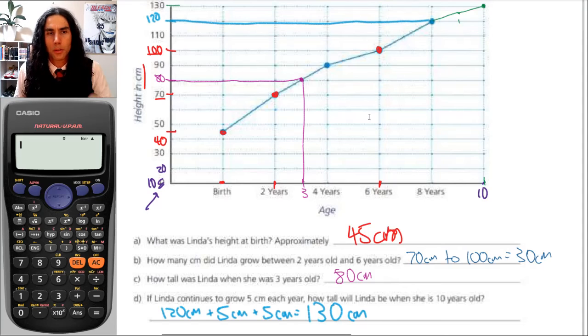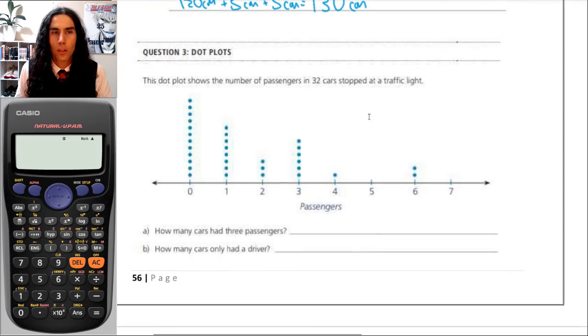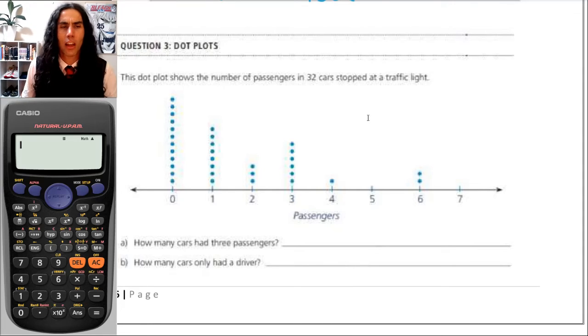3, 2, 1. Last question. Dot points. Why do they leave the easier question till last? Our tests, final question's the hardest one. How many cars had 3 passengers? Well, that's 3. Count the dots. 1, 2, 3, 4, 5, 6 dots.